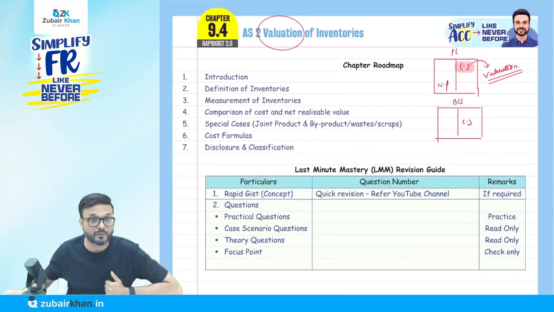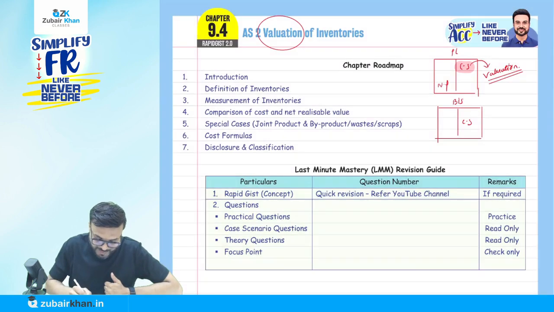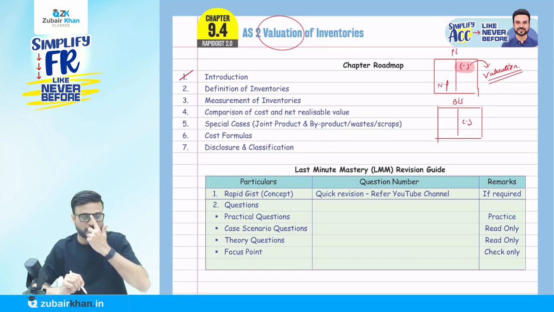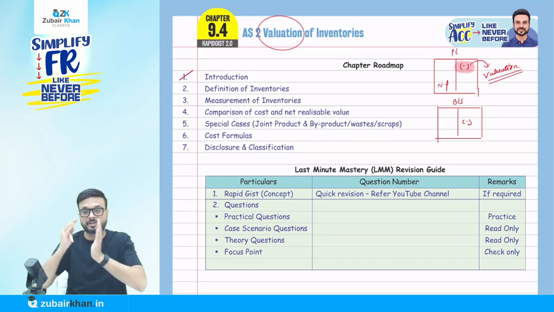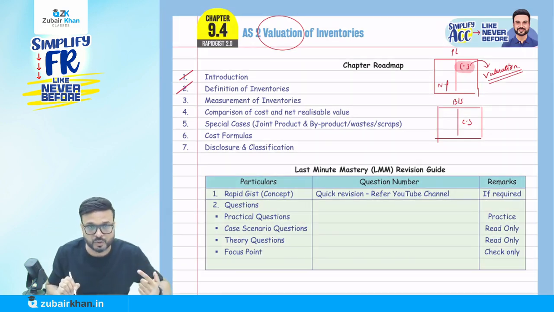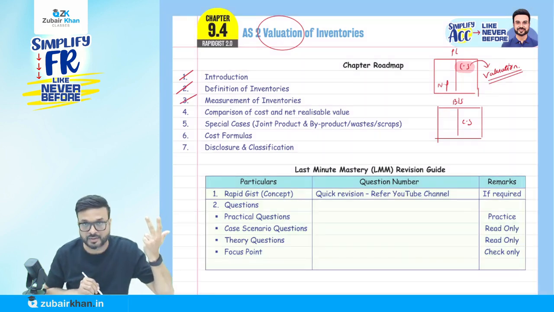I will come to questions, but what we have covered: point number 1 is the introduction. We have to do the valuation of inventory properly so that we can find the proper profit accurately, and the current asset also, because inventory is a part of current asset. Then the definition of inventory: finished goods, stock in trade, WIP, or raw material. Measurement: cost or NRV, whichever is lower.